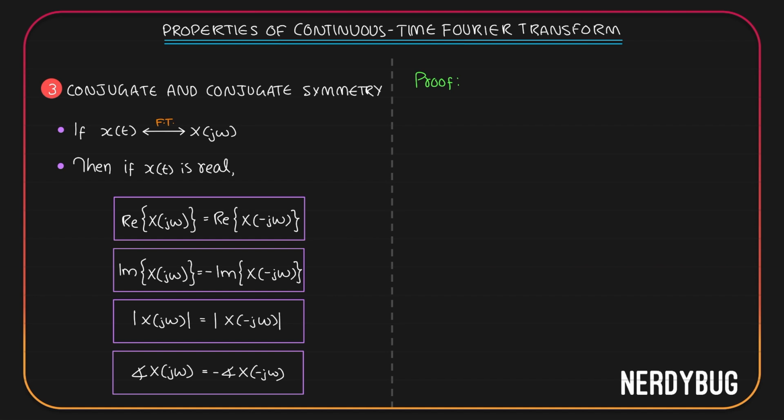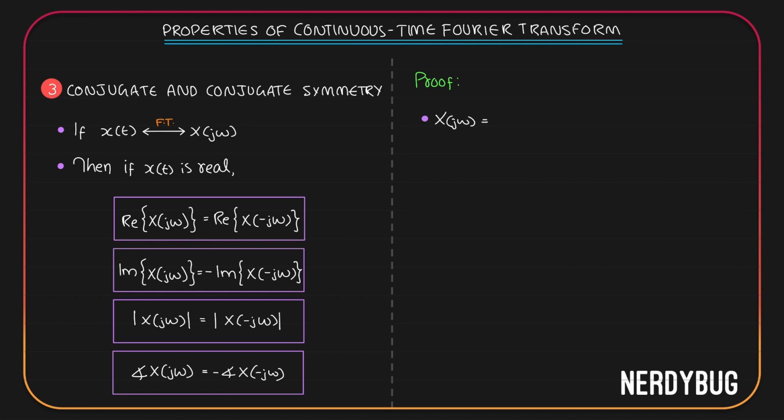There are actually some more relations we can derive from the same property. If x of t and X of j omega are Fourier transform pairs and x of t is real, then real part of X of j omega will be equal to real part of X of minus j omega. Imaginary part of X of j omega will be equal to negative of imaginary part of X of minus j omega. Magnitude of X of j omega will be equal to magnitude of X of minus j omega. Phase of X of j omega will be negative of phase of X of minus j omega. The proof of this is pretty simple.